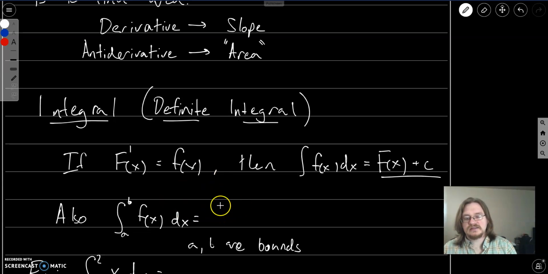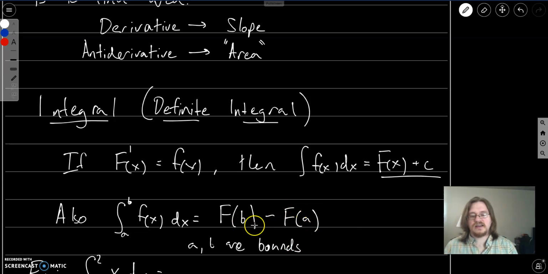We find the antiderivative, and we plug in b, and then we find the antiderivative, and we plug in a, and subtract them. This is maybe a little bit bizarre. Why on earth are we doing this? But before I get into that, I want to show you one more notation for this.